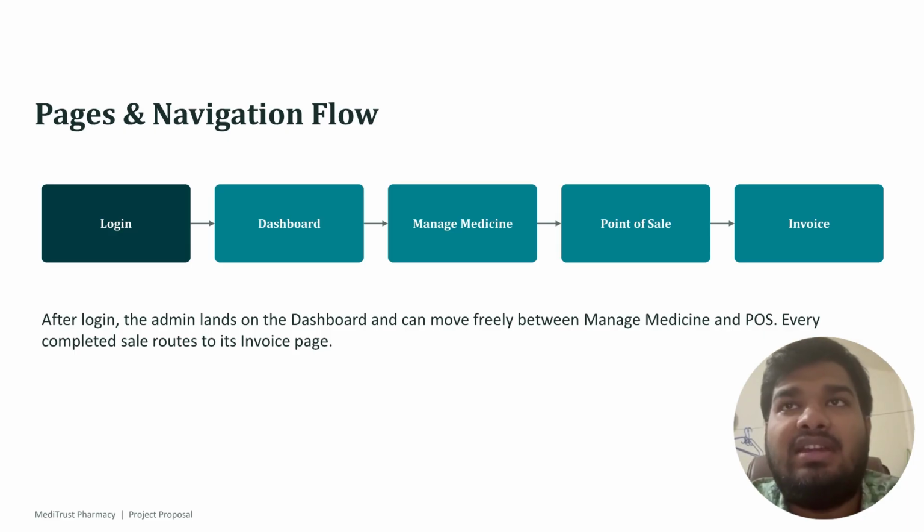Next is pages and navigation flow. First login, second dashboard, third manage medicine, fourth point of sale and fifth invoice. After login, the admin lands on the dashboard and can move freely between manage medicine and POS. Every completed sale routes to its invoice page. The invoice page mainly works through the point of sale, which is fed by the manage medicine and POS system.